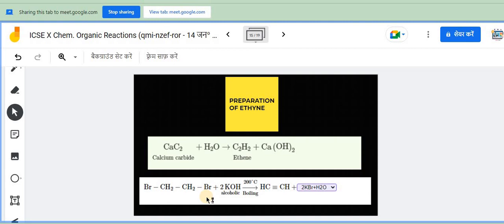So KOH alcoholic, similar here. Here 2 KOH are there. So 2 KOH, what will they do? They will remove 2 Br and 2 H. 2 H connected with OH will become water. 2 KBr, 2 water. Here it's not one we mentioned, it would be 2 water. Is it clear to everyone?